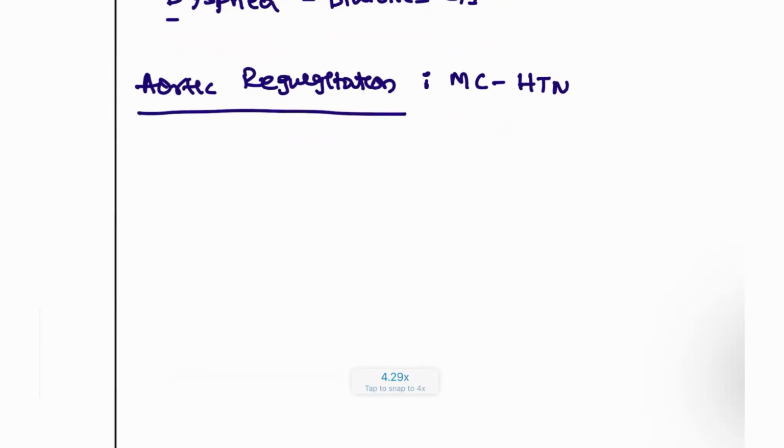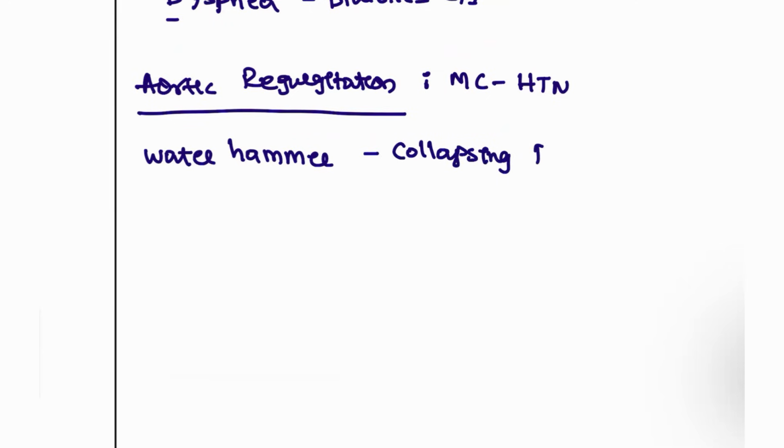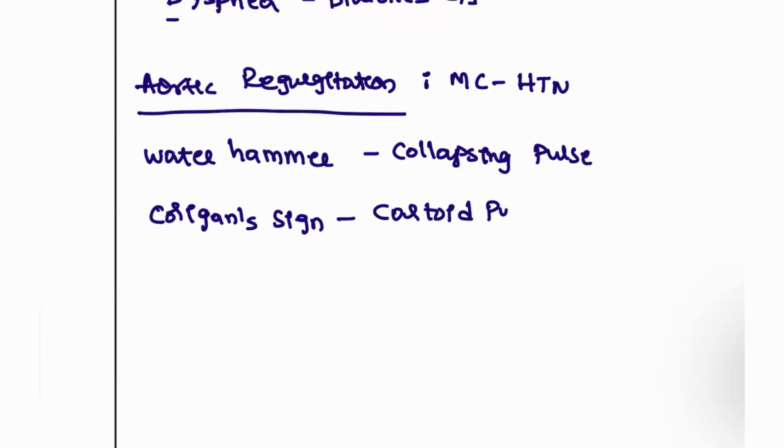and there will be specific signs presented in this aortic regurgitation. The first and most common will be the water hammer sign. What is the water hammer sign, guys? There will be a collapsing pulse. When you check the patient's pulse at the radial region, the pulse will be collapsing. So that is known as the water hammer sign. And also Corrigan sign, or sorry, Corrigan pulse. So this is known as a carotid pulse. The carotid pulse is visible when you are looking at the carotid region.